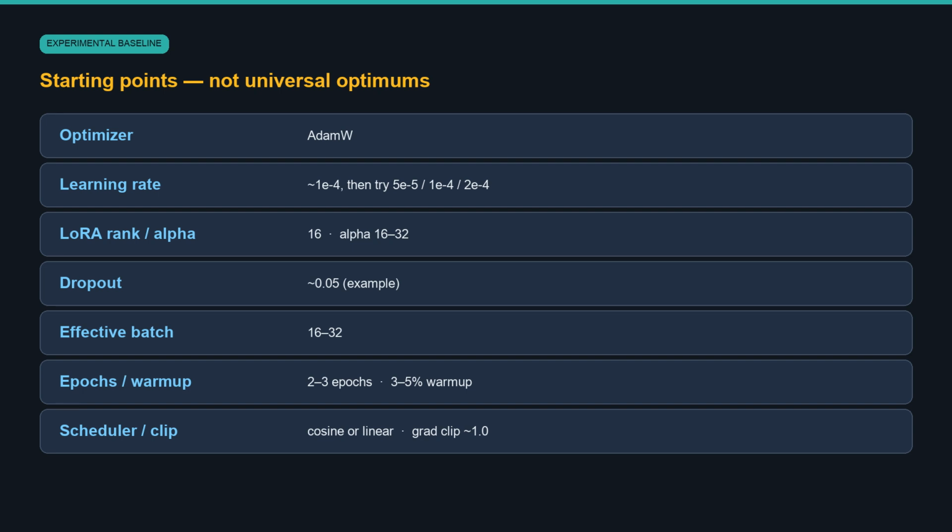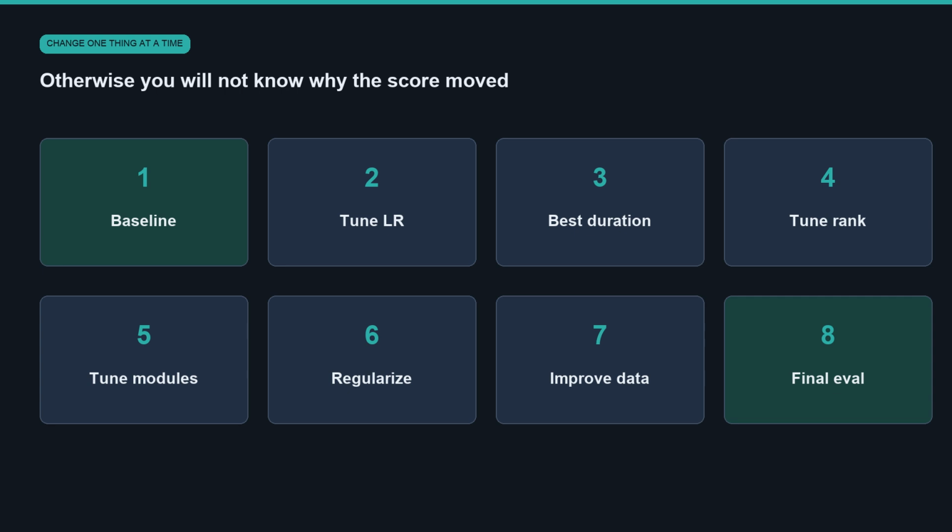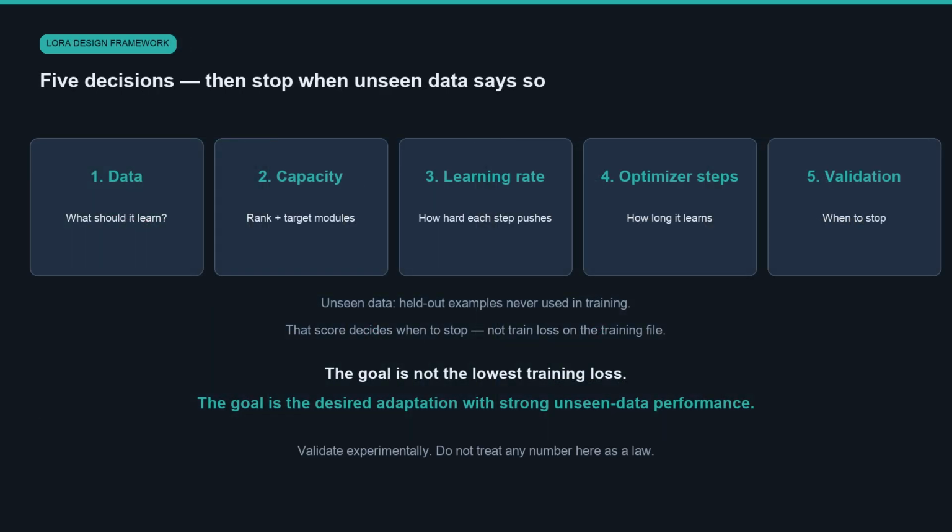Change one thing at a time. Baseline, then learning rate, then training duration, then rank, then target modules, then regularization, then the dataset, then a final evaluation on untouched test data. If you twist every knob at once, you will not know why the score moved. Five decisions: data, capacity, learning rate, optimizer steps, and validation. Unseen data means held-out examples never used in training. That score decides when to stop, not training loss on the training file.